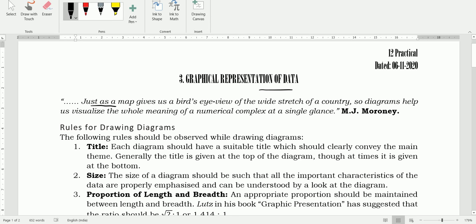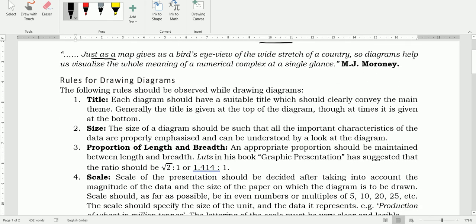Just as a map gives us a bird's eye view of the wide stretch of a country, so diagrams help us visualize the whole meaning of a numerical complex at a single glance. Just as maps give us a bird's eye view of a large part of a country, diagrams also help us to visualize the whole meaning of a numerical complex at a single glance. So with this, let us start.